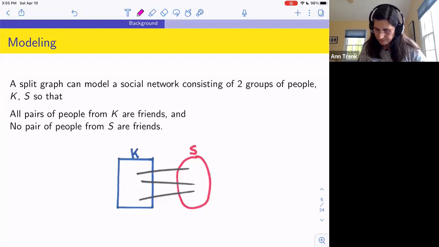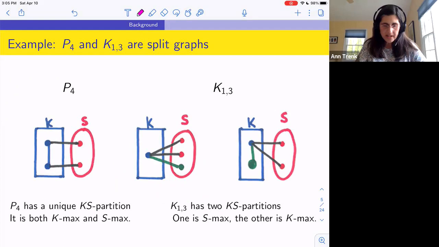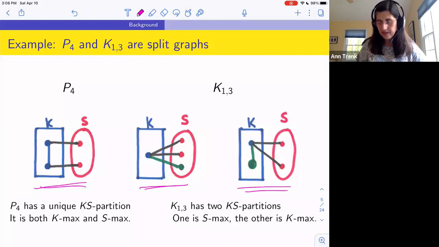So here are a couple of examples. Both P4 and K13 are split graphs. P4 has a unique KS partition, so here it is on the left. K13, however, has two different ones. In K13, you can have the clique consist of one vertex and the stable set consist of three, or you can have the clique consist of two vertices and the stable set consist of the other two. We call the one on the left here S-max because the stable set is the largest stable set in the graph, and the one on the right here is K-max. For P4, the partition is both S-max and K-max.